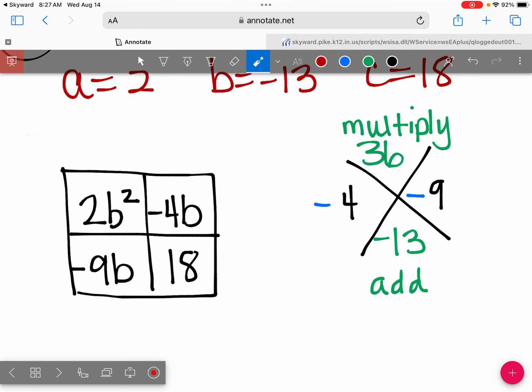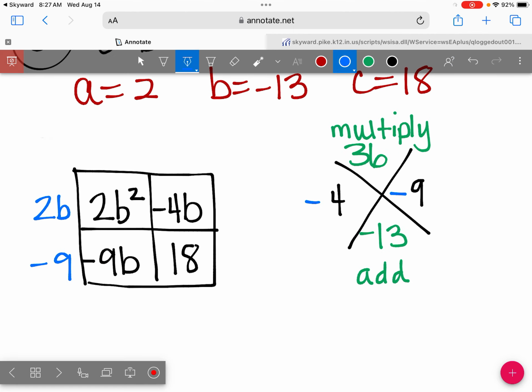Okay, so let's go ahead and do this. Both of these can be divided by 2, and we can also take out a b. So I'm going to take out a 2 and a b. The bottom row, 9 and 18. What number can go into 9 and 18? 9, yep. But we have to take out a negative 9 because it's touching a square that's negative. This has to be negative. So that means that my first factor is 2b minus 9.